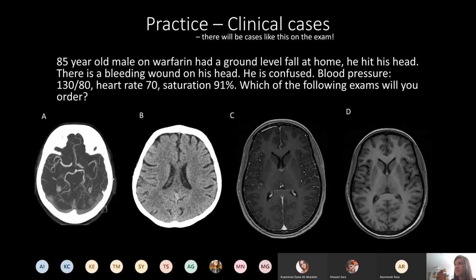There's an 85-year-old male on warfarin who had a ground level fall at home. He hit his head. There is a bleeding wound on his head and he's confused. Blood pressure is 130/80, heart rate is 70, saturation is 91. Which of the following exams will you order? First you need to know what you normally order in this scenario, and then you need to recognize the correct picture. So which one is the answer and why?